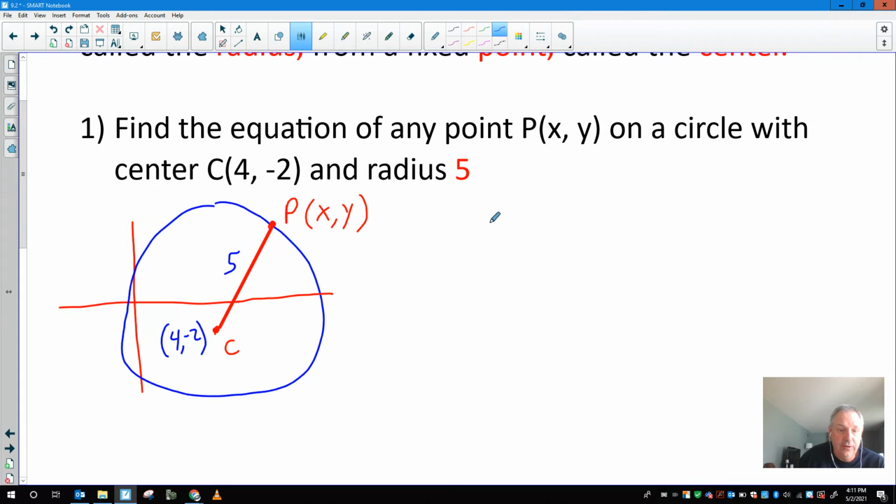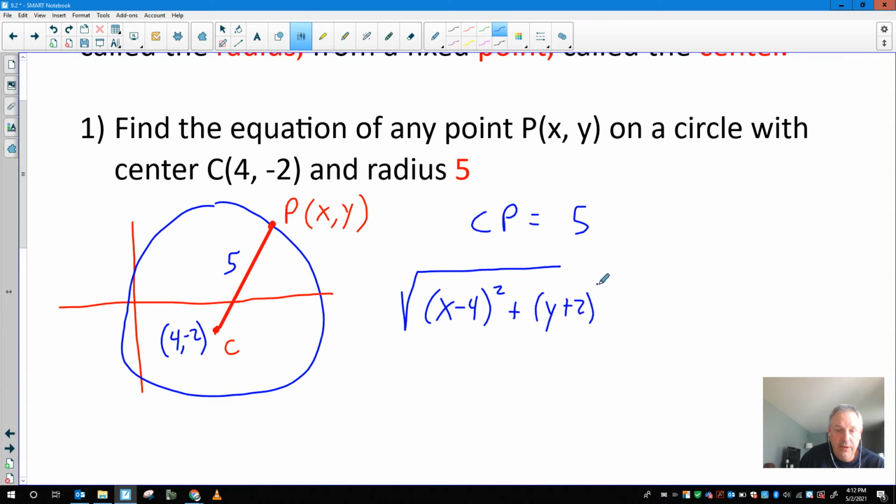So the distance from C to P is supposed to be 5. Okay, let's just do what we did on the last problem. So the square root of the quantity x minus 4 squared plus the quantity y plus 2 squared equals 5. This just comes from the Pythagorean theorem.